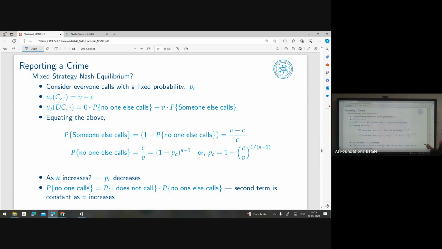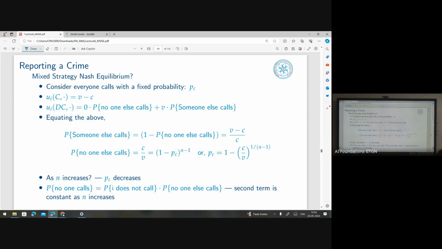So the probability that no one calls is nothing but the probability that I does not call and the probability that no one else apart from I calls. So what is the probability that no one else calls? It's a constant, C by V. It's independent of the probability. So the second term is constant, and the probability that no one calls will increase as n increases, because as n is increasing, PC is decreasing.